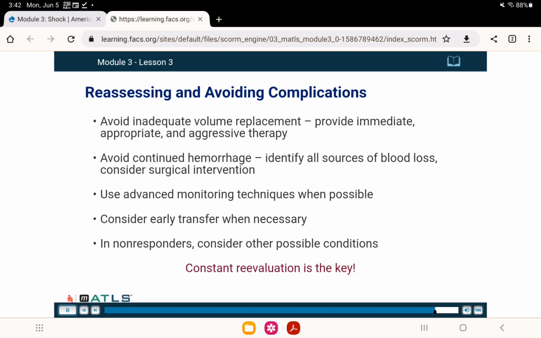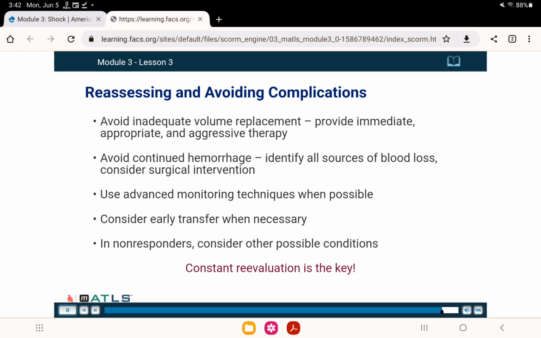Inadequate volume replacement is the most common complication of hemorrhagic shock. Patients in shock need immediate, appropriate, and aggressive therapy that restores organ perfusion. An undiagnosed source of bleeding is the most common cause of poor response to fluid therapy. Be persistent in identifying the source of blood loss and consider the need for surgical intervention.